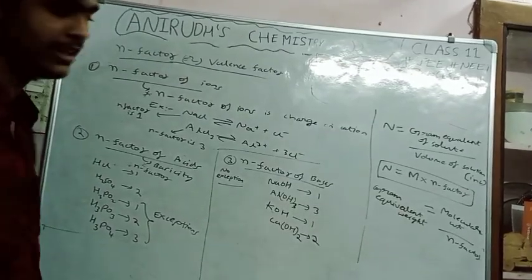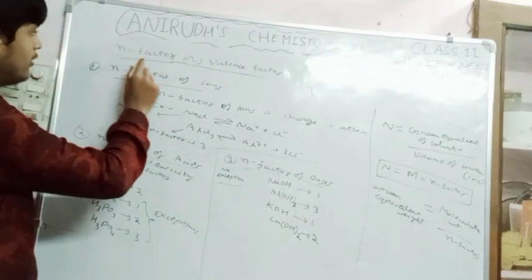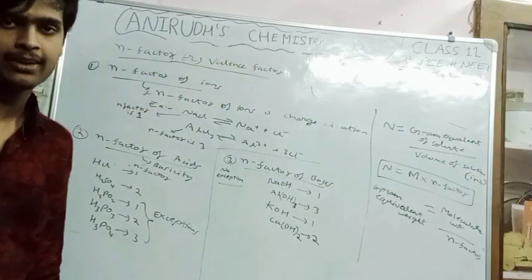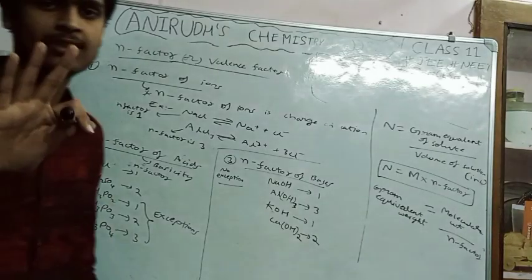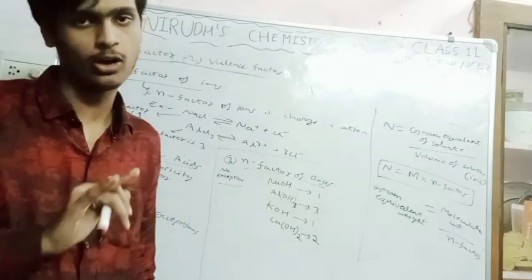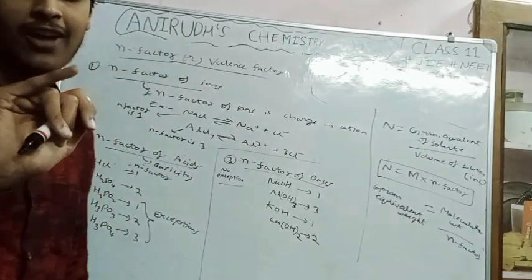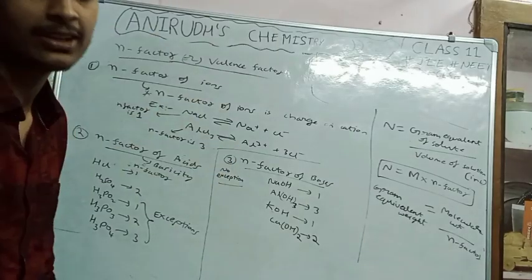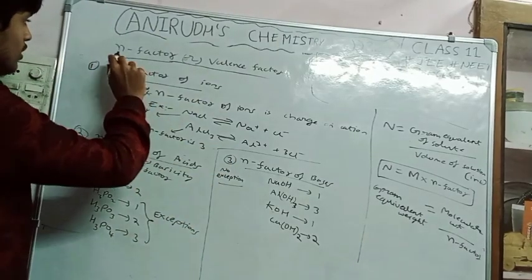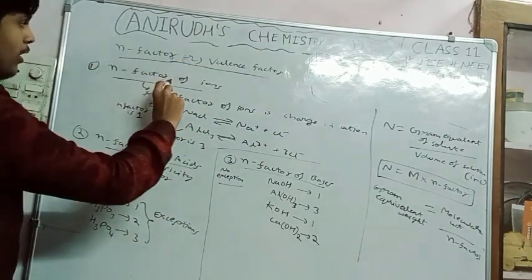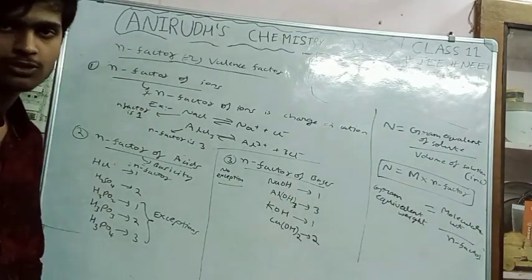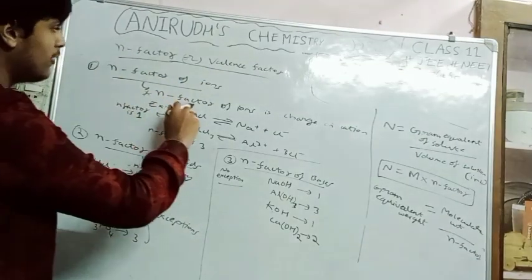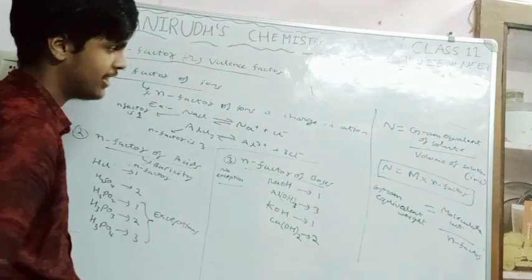Now let us see the n factor or valence factor. Okay, in this you will be having three cases. First one is n factor of ions. Second one is n factor of acids. Third one is n factor of bases. So let us see the n factor or valence factor of ions. The n factor of ions will be the charge. N factor of ions is the charge on the cation.